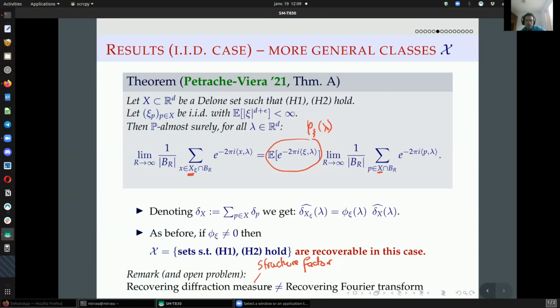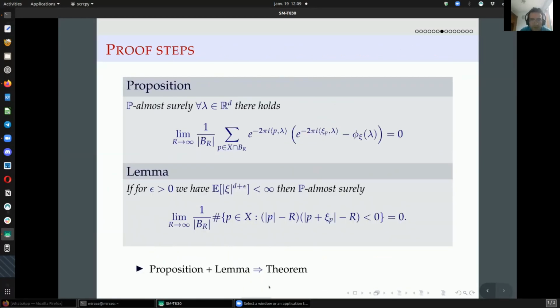And it's an open question to extend all this theory towards recovering the structure factor instead of the Fourier transform. Okay, did I jump something? No, sorry. Okay, so now I am going to tell you a little bit about the proof.